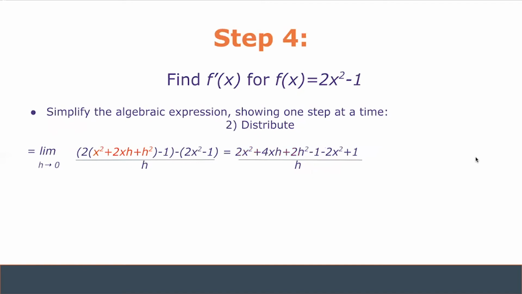Step 4 is to simplify the algebraic expression, now using distribution. Here we multiply the 2 by every value inside the parentheses and then the minus sign to everything in the parentheses. So this gives us 2x squared plus 4xh plus 2h squared minus 1 minus 2x squared plus 1.